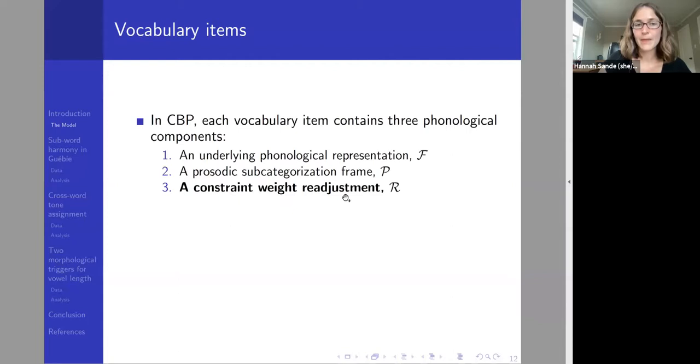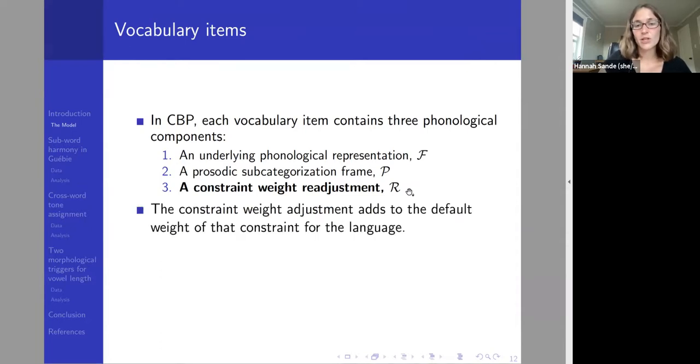So traditional DM vocabulary items have just this one piece of phonological information, which is an underlying phonological form. But in cophonologies by phase, each vocabulary item contains three pieces of phonological information, including that same underlying phonological form, which I'll represent with this F. The other two pieces are a prosodic subcategorization frame, which I won't talk too much about here, but that's represented with this fancy P, and a constraint weight readjustment. And this allows us to get morpheme-specific phonologies or cophonologies within a particular domain.